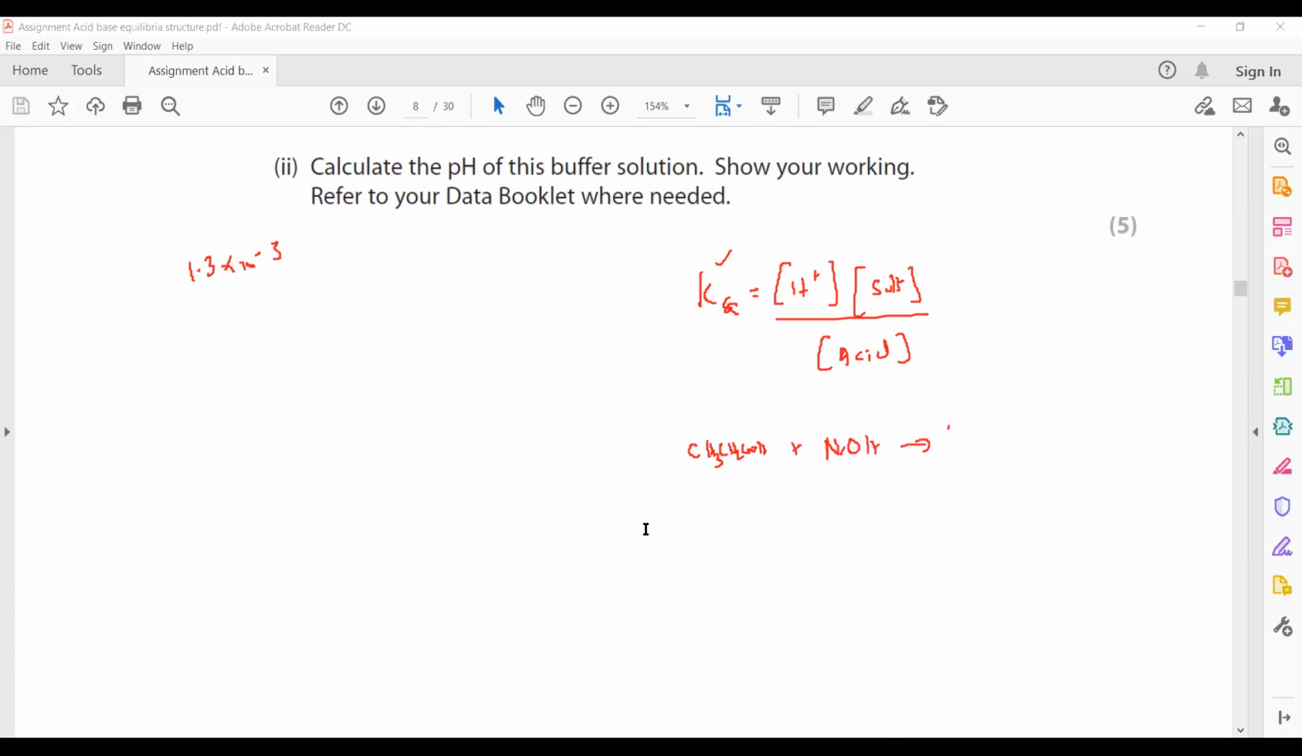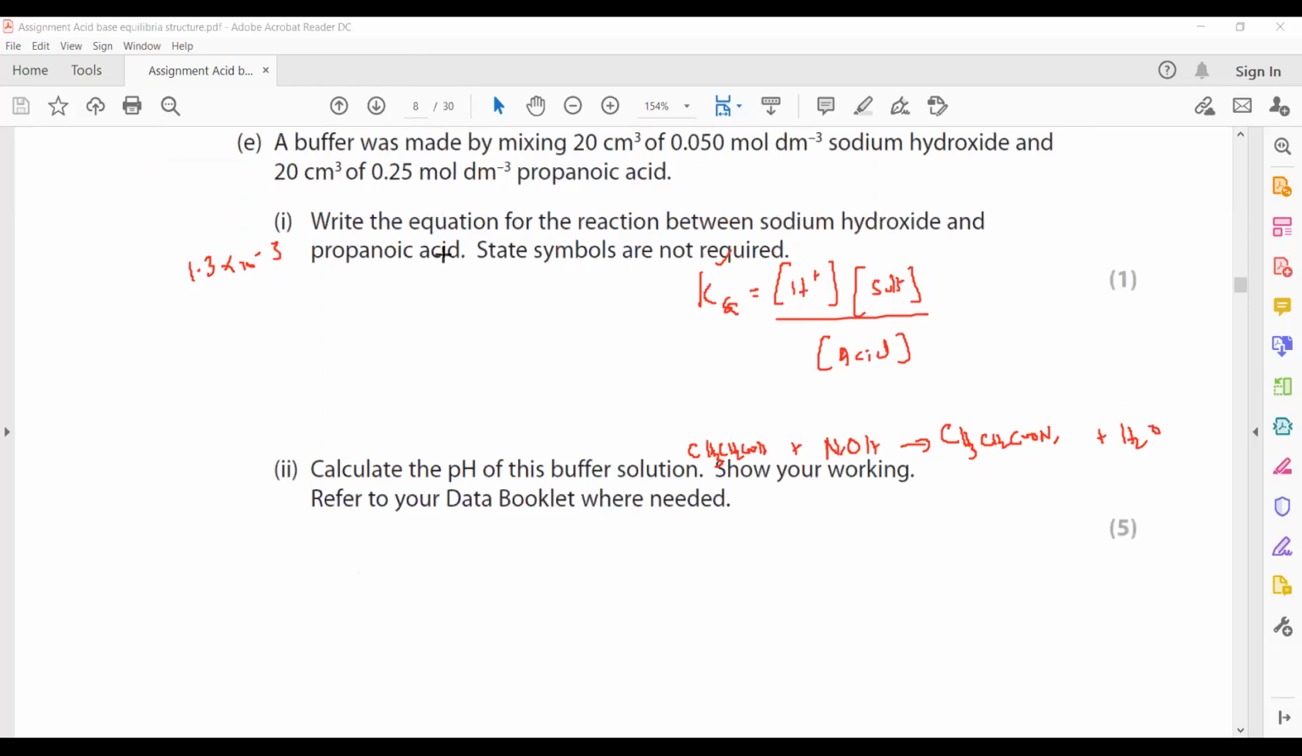This will result in the formation of sodium propanoate, CH3CH2COONa, plus H2. So we use 20 cm³ of 0.05 mol per dm³ sodium hydroxide, and we mix with 20 cm³ of 0.25 mol per dm³ propanoic acid.